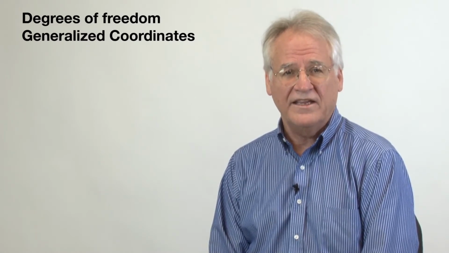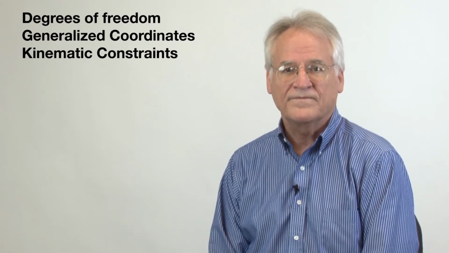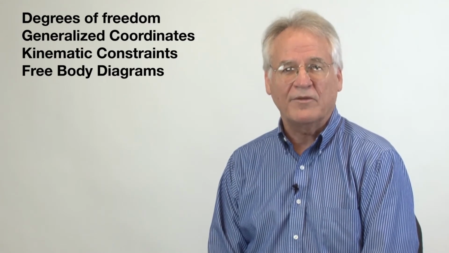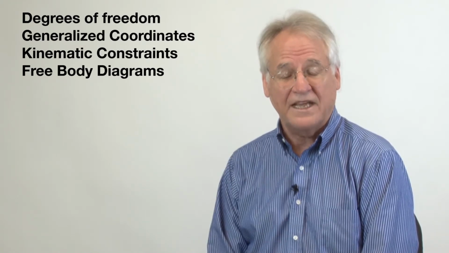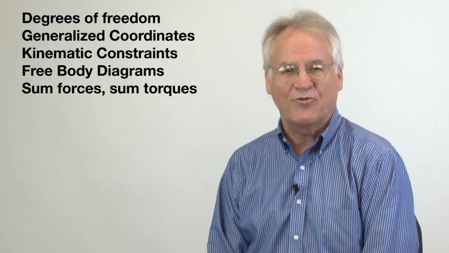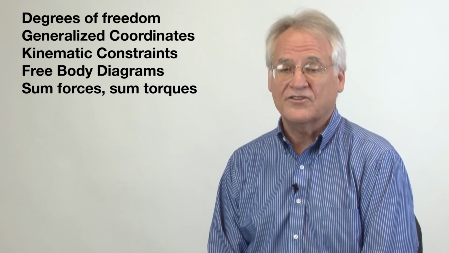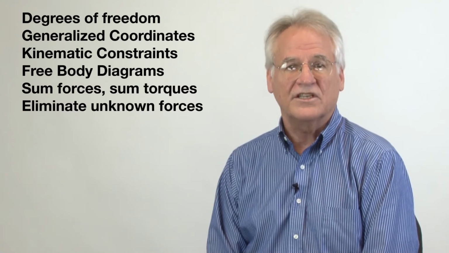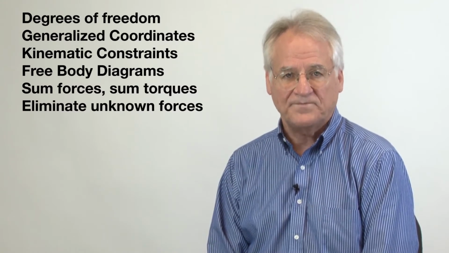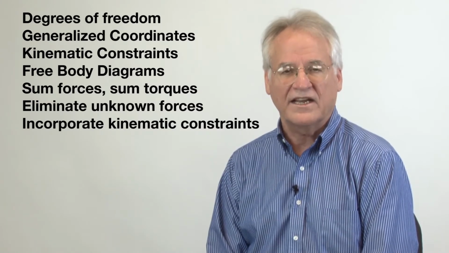Second, along the way, identify any kinematic constraints linking those variables. Third, draw the free body diagrams, the external forces impinging on the rigid bodies. Next, apply Newton's laws, summing forces in the appropriate directions and summing torques about the center of mass. Then eliminate the unknown forces, such as normal forces and reaction forces. Incorporate the kinematic constraint, and finally you have your equation of motion.